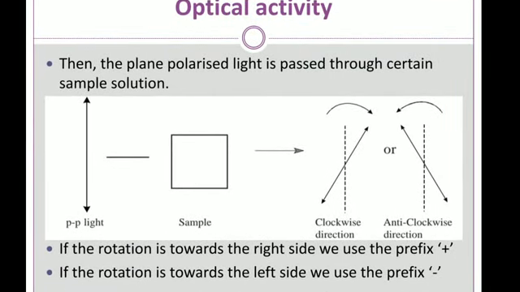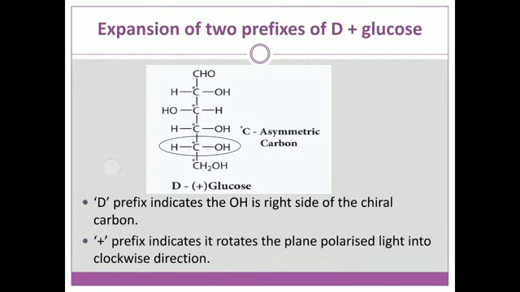Let us see the explanation of the two prefixes of D plus glucose. See that in the picture, the OH group is on the right side of the chiral carbon, which is attached to the CH2OH group. So we use the prefix D, and the plus prefix indicates that it rotates the plane polarized light in the clockwise direction. That's all for the configuration of carbohydrates.